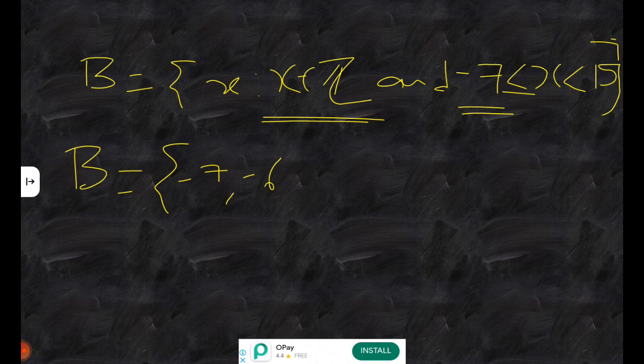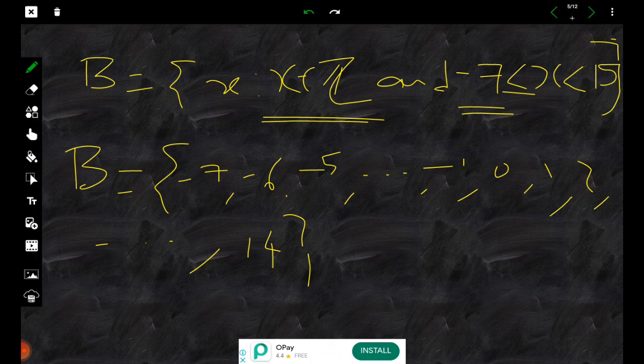-7, -6, -5, -1, 0, 1, 2, continually up to 14. Remember, 15 cannot be among them. Yes, it can stop at 14 because it's actually less than 15, but not 15. So let's just use these whole numbers in order to solve our problem. Now, let's attack the problems one after the other.